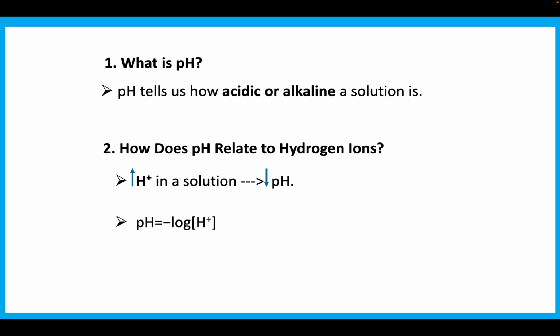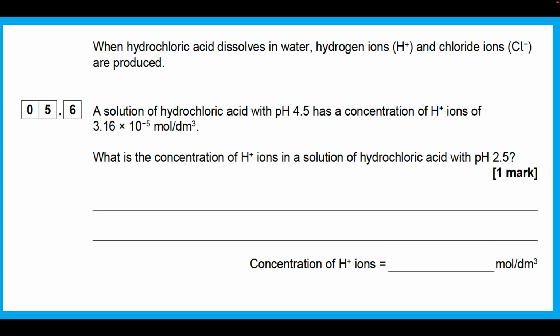To find the hydrogen ion concentration from a given pH, we rearrange the equation. Hydrogen ion concentration equals 10 to the minus pH. Now let's apply this formula to our question. To calculate the concentration of hydrogen ions for a solution with pH 2.5, we use the formula mentioned earlier. pH equals -log of hydrogen ion concentration. Rearranging, hydrogen ion concentration equals 10 to the negative pH.